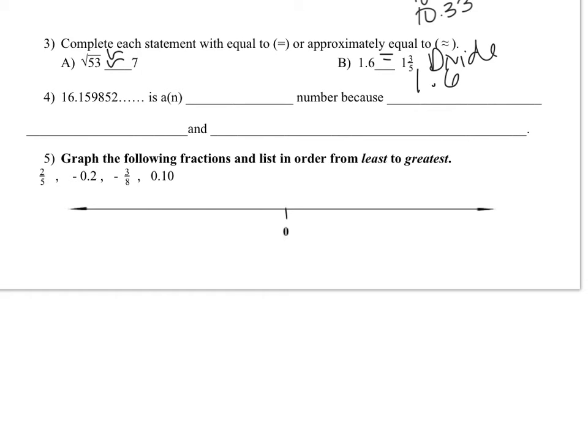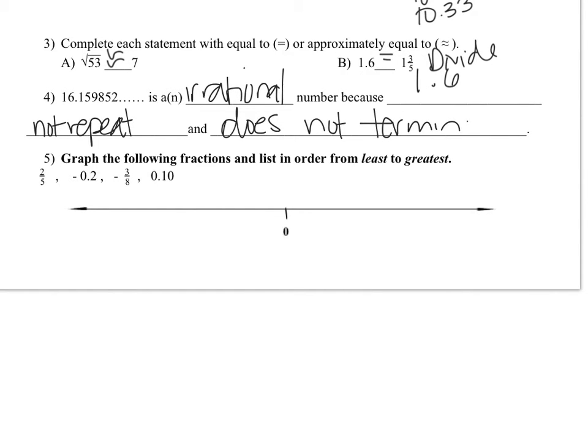Number 4. You have this number is a blank number because, well, it is an irrational number because it does not repeat and it does not terminate. By terminate, I mean stop. That sucker is going to go on forever.